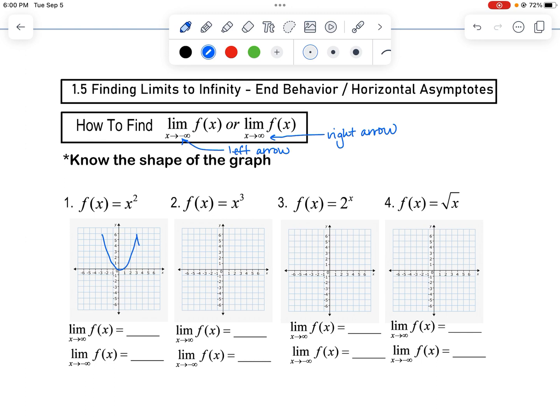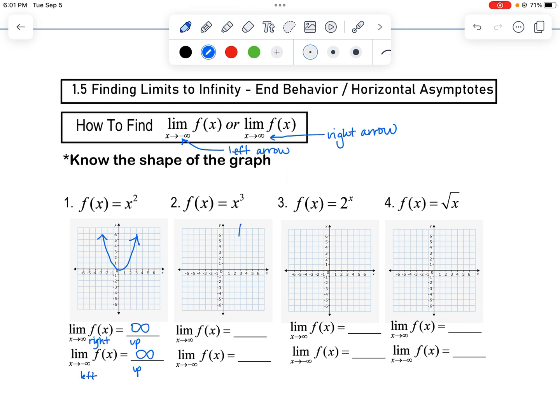So we know x squared looks like this. The limit as x approaches positive infinity is saying as we go right, the function is going up to positive infinity. And x approaching negative infinity is saying as we go left, that left arrow is going up as well, so that is approaching positive infinity.